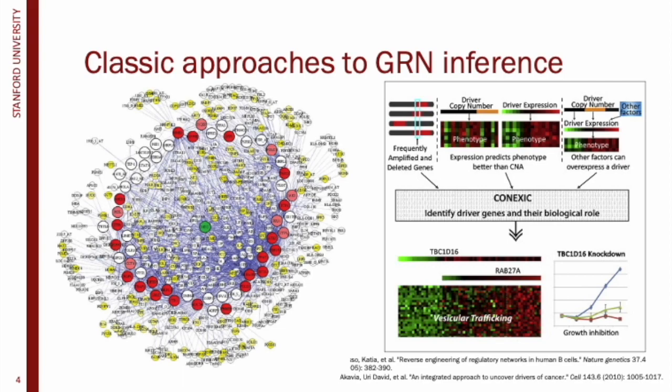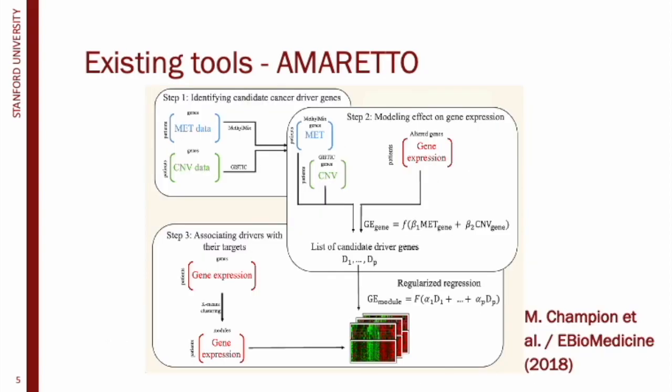On the right, we see Conexic, an early module-based tool that uses copy number variation data and gene expression data to learn regulatory relationships. Here's an example of a module-based method to gene regulatory network learning that was developed previously in our lab called Amaretto.